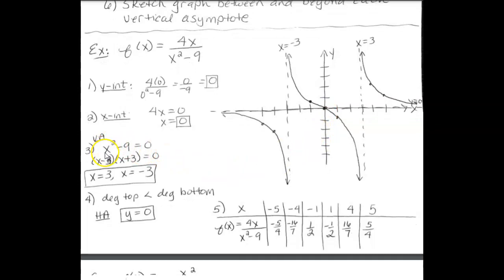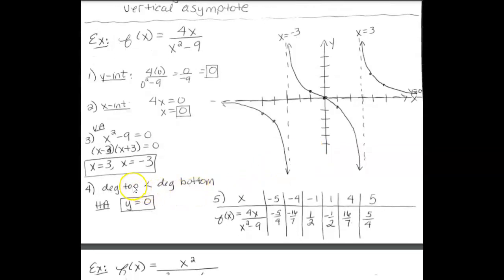Vertical asymptotes: set the denominator, x squared minus 9, equal to 0. To solve, we factor into x minus 3 and x plus 3. So we get x equals 3 and x equals negative 3. These are the dotted lines right here, x equals negative 3 and x equals positive 3.